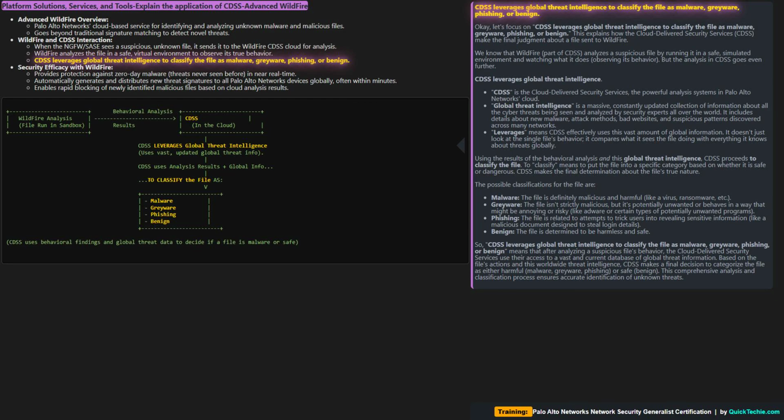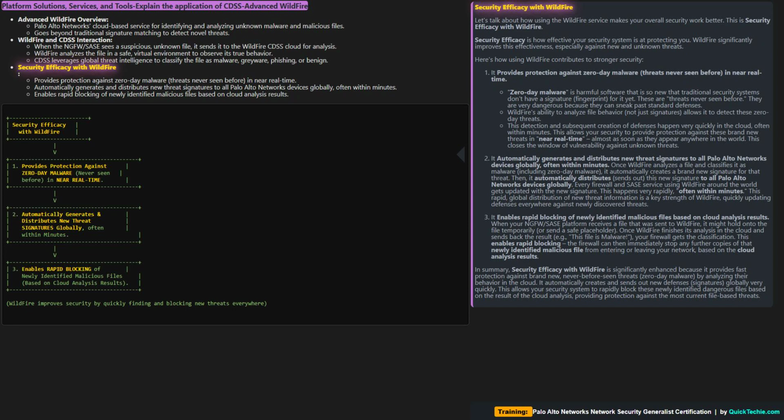So, CDSS leverages global threat intelligence to classify the file as malware, greyware, phishing, or benign, means that after analyzing a suspicious file's behavior, the cloud-delivered security services use their access to a vast and current database of global threat information. Based on the file's actions and this worldwide threat intelligence, CDSS makes a final decision to categorize the file as either harmful, malware, greyware, phishing, or safe, benign. This comprehensive analysis and classification process ensures accurate identification of unknown threats.